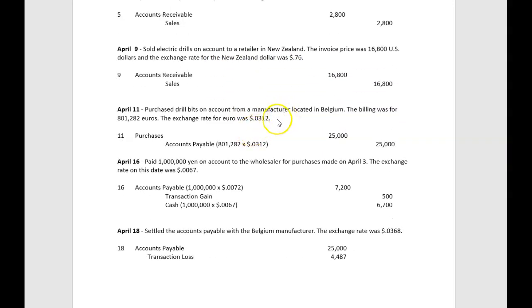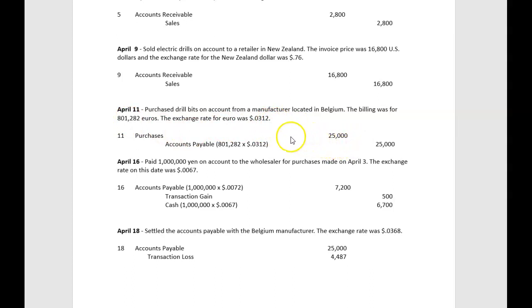We purchased some drill bits here, the 801,282 euros. And here's the exchange rate that is applied in the problem. It is not a realistic rate, but we won't worry about that for the moment. So since we have the transaction denominated in euros, we do have to do the multiplication to get $25,000 for purchases and accounts payable.